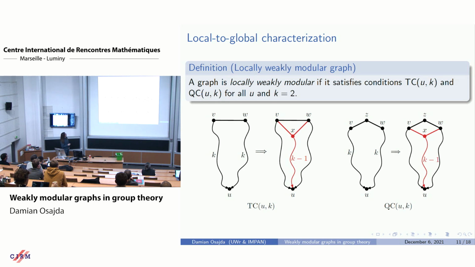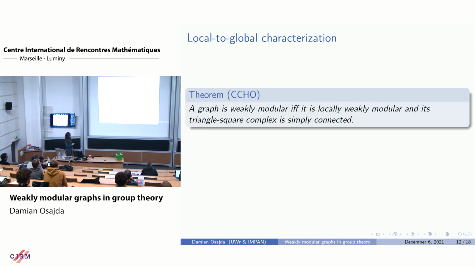Okay, so here is what we could prove: the local-to-global characterization. Let me explain what it is and why it is important. It says that the graph is weakly modular, remember, this is a global condition, if and only if it satisfies this local condition and, moreover, its triangle-square complex is simply connected. So what is the triangle-square complex? It is a polyhedral complex whose one-skeleton is your graph, and where you add cells that are triangles and squares, trigons and tetragons, whenever you see their boundaries there.